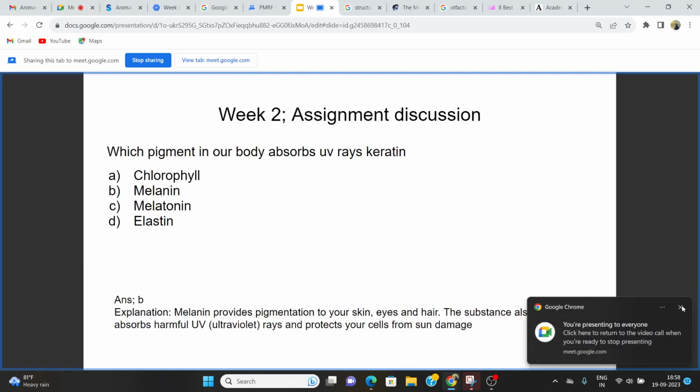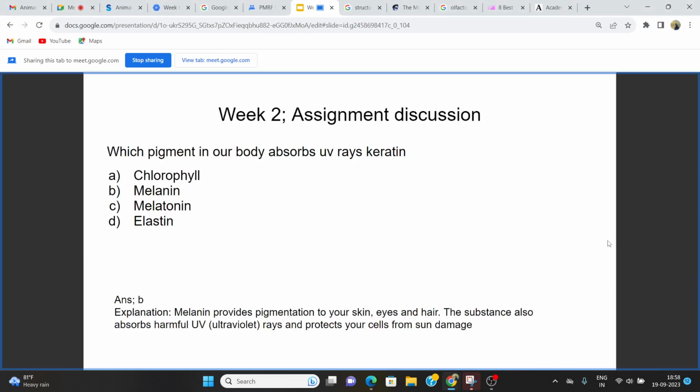How is melanin able to protect? We know that in the skin there are five layers, and melanin is seen in a particular layer, which helps in the pigmentation and also helps in the absorption of UV.